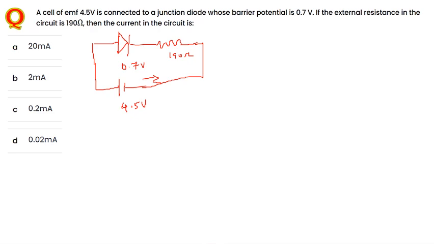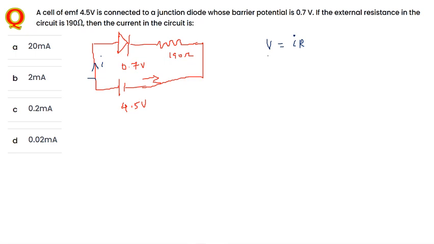Once the electrons are moving in this direction, the current flows opposite to that direction. So the current flow will be along this direction. Now, according to Ohm's law, V is equal to I into R. What they are asking is the value of I.